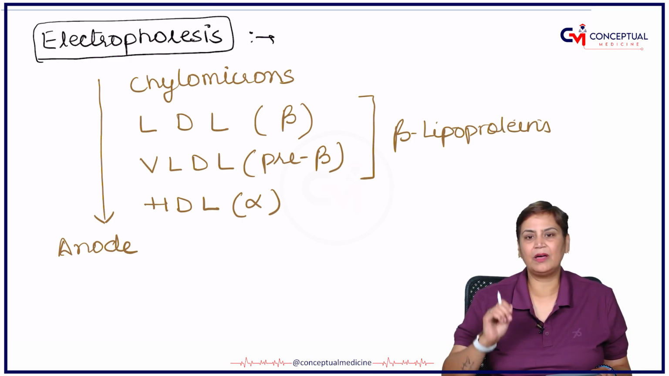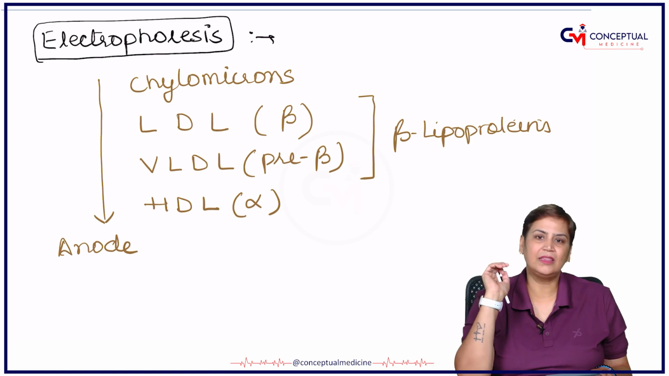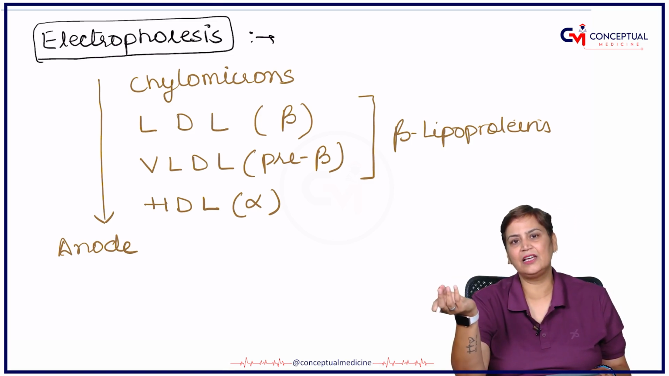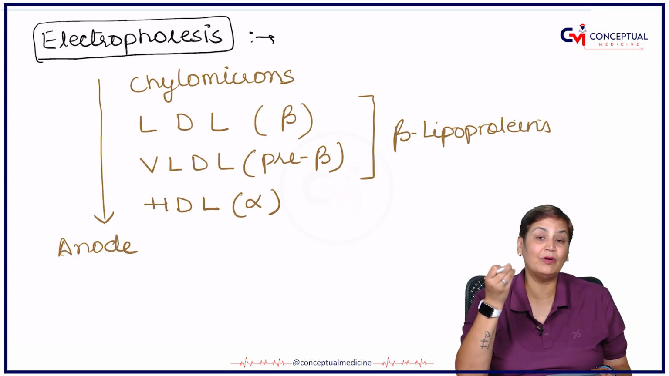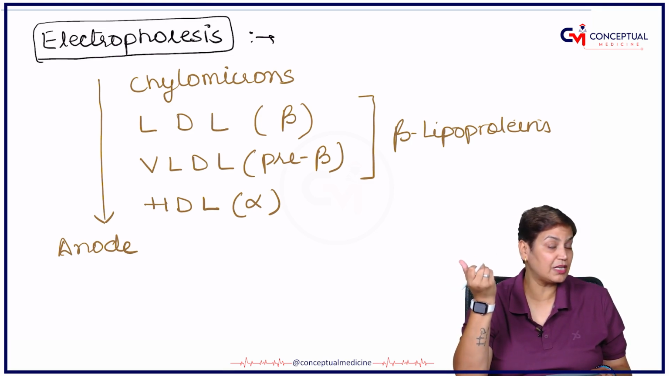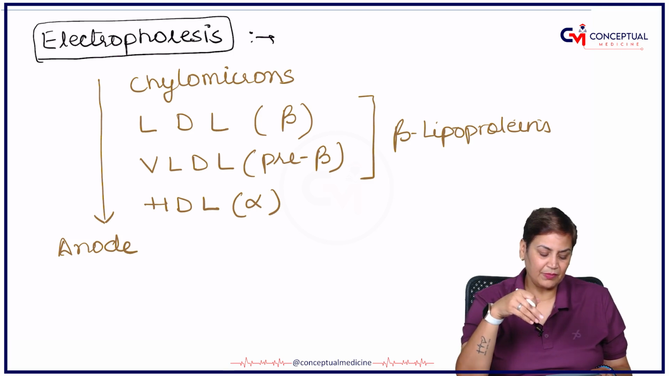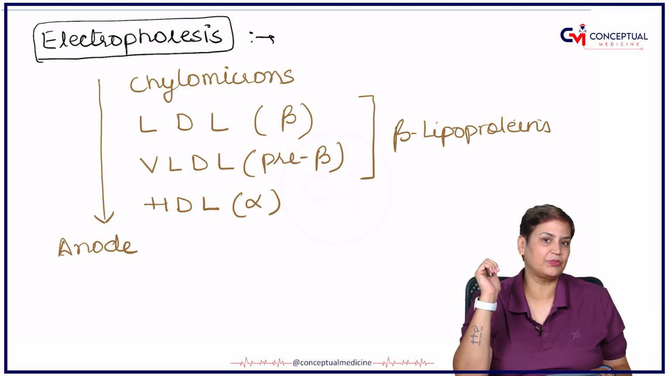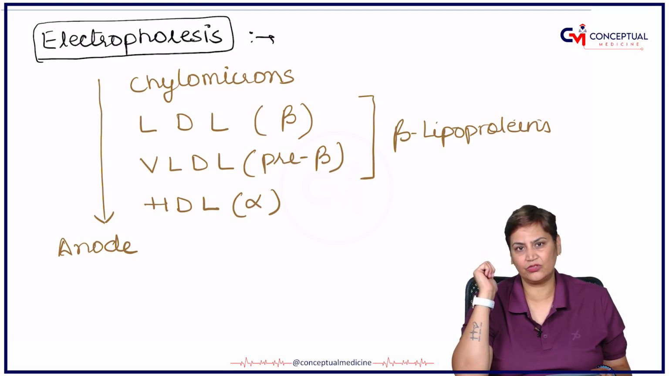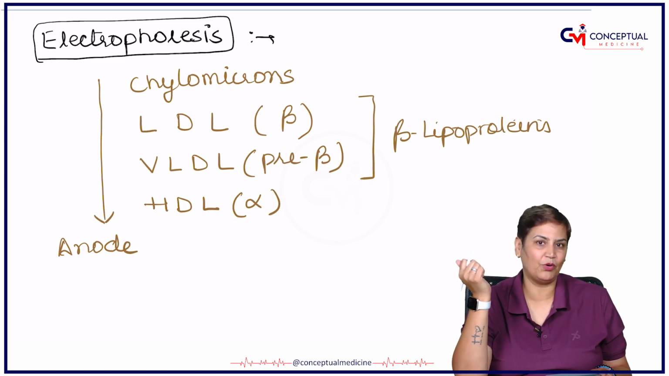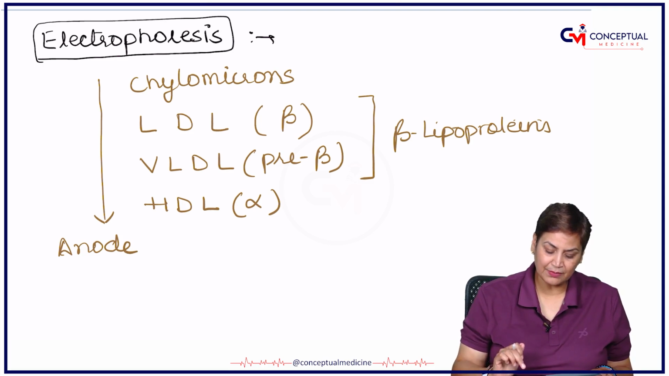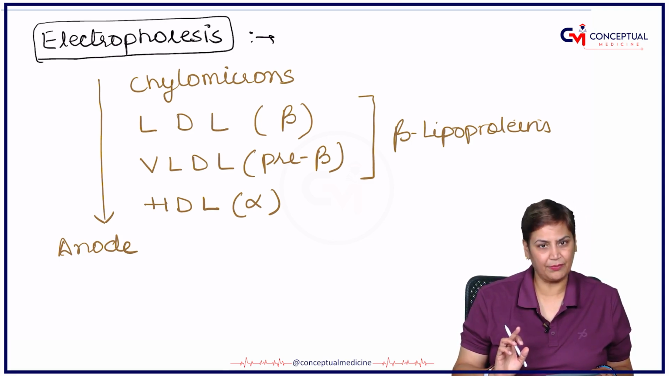So always remember, whenever we have to separate the lipoproteins by electrophoresis, HDL, which is actually a good cholesterol, will move faster. Why will it move faster? Because it has more protein content. And if we talk about the fat content, it is the least. I told you that HDL is responsible for reverse cholesterol transport. This is also very important to remember. Okay. So this is simple electrophoretic separation.